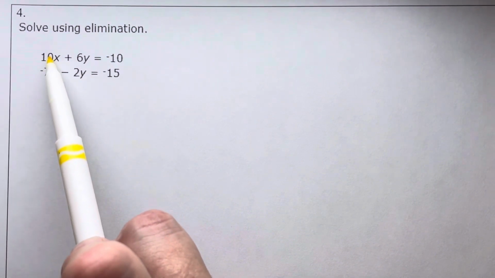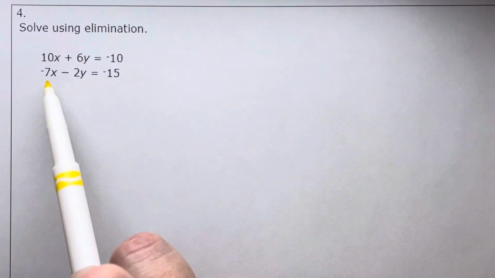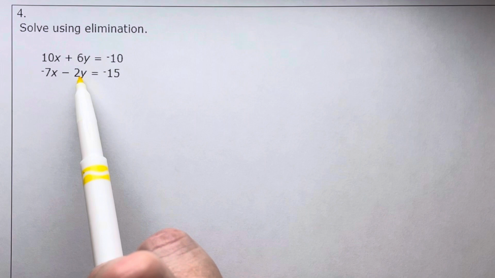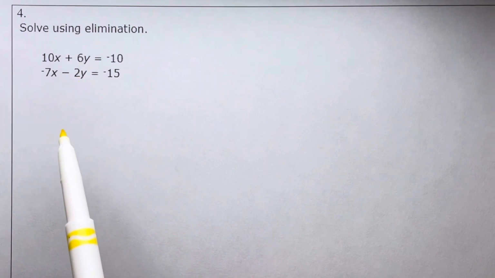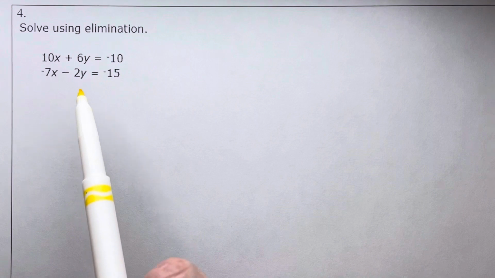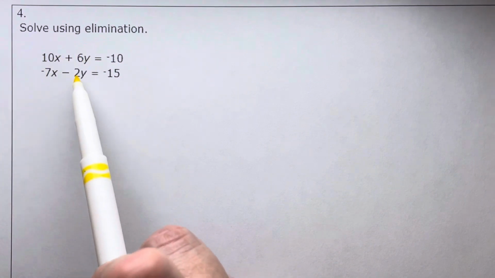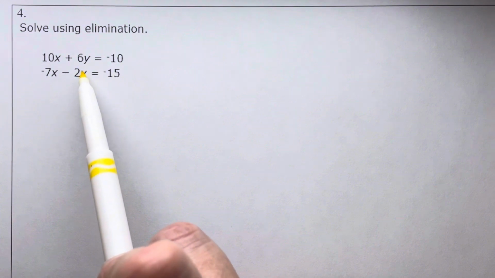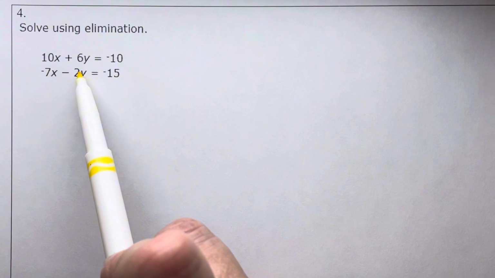X's have a 10 and a negative 7. Well, that's no good. And our y's have a 6 and negative 2. That may be better than you actually realize. Okay. So while these 4 variables, they're just not related in initial appearance. None of them have the exact same coefficient.